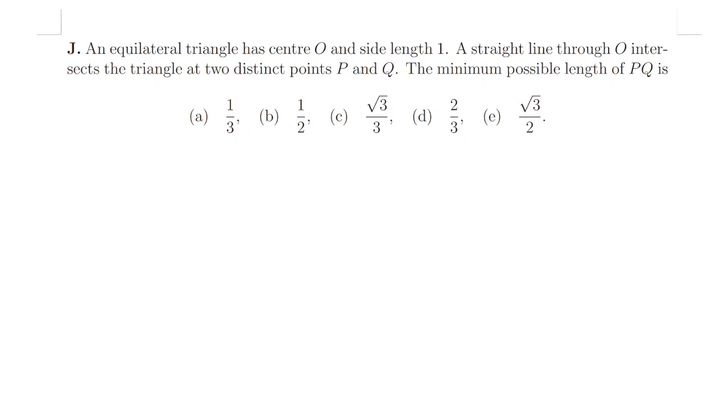Okay, question 1J, last question. An equilateral triangle has center O and side length 1. A straight line through O intersects the triangle at two distinct points P and Q. The minimum possible length of PQ is how many?